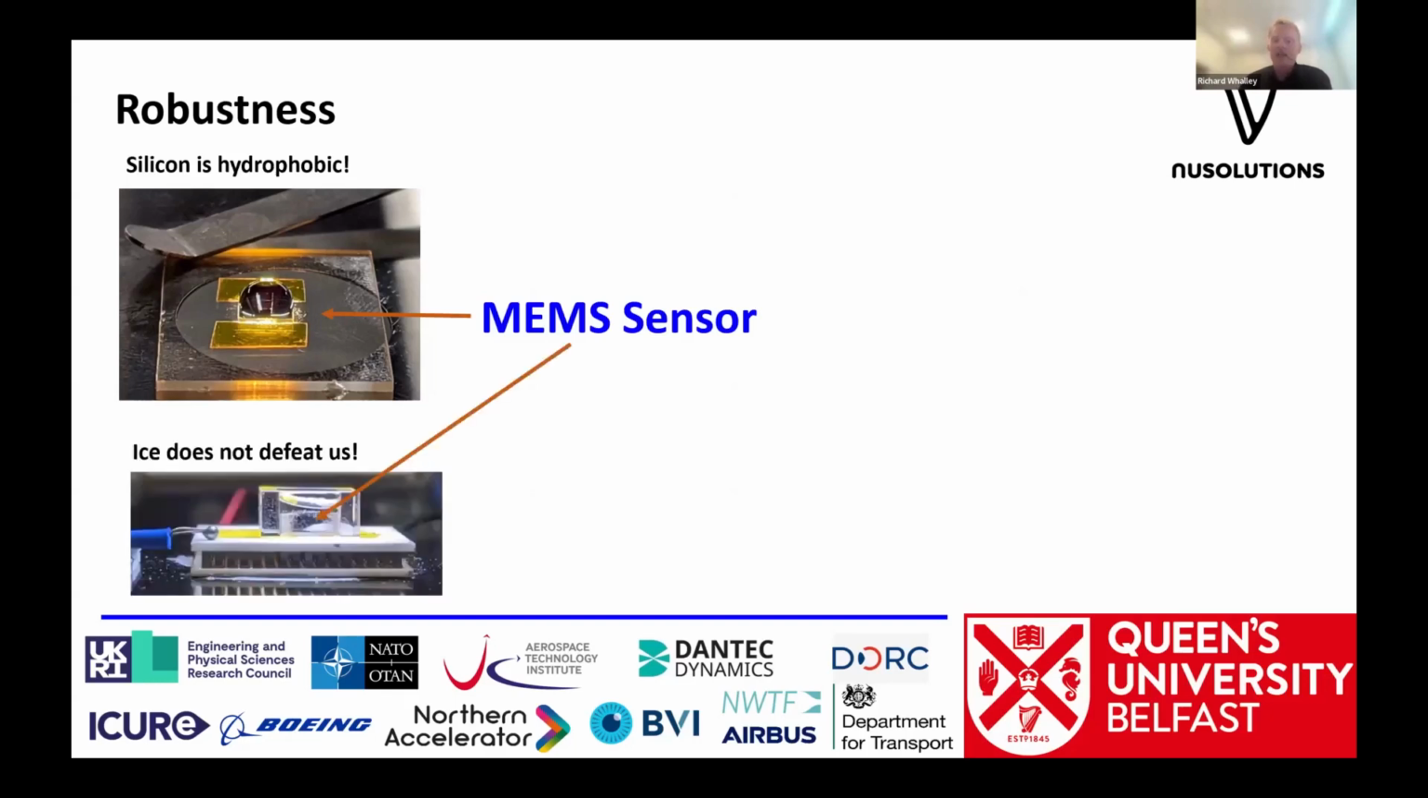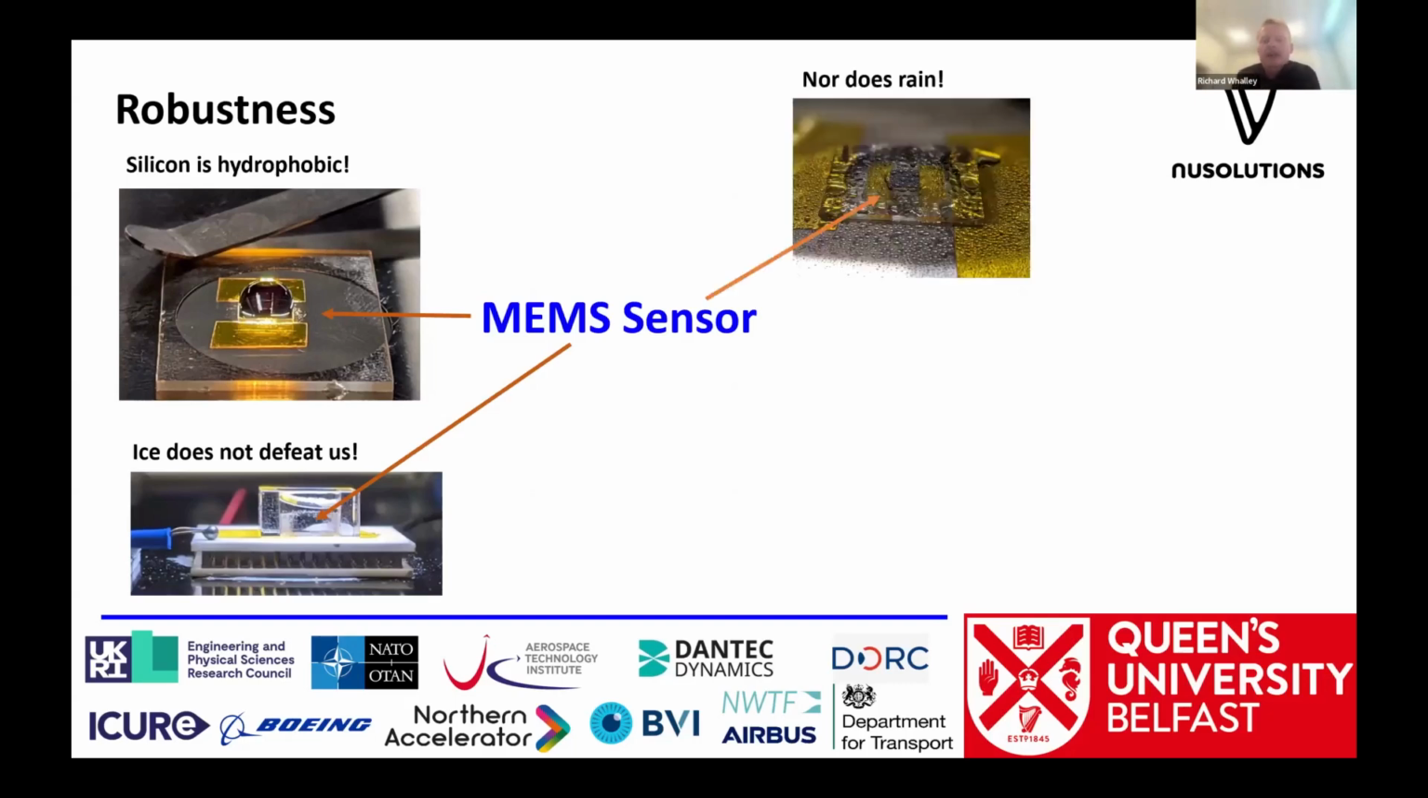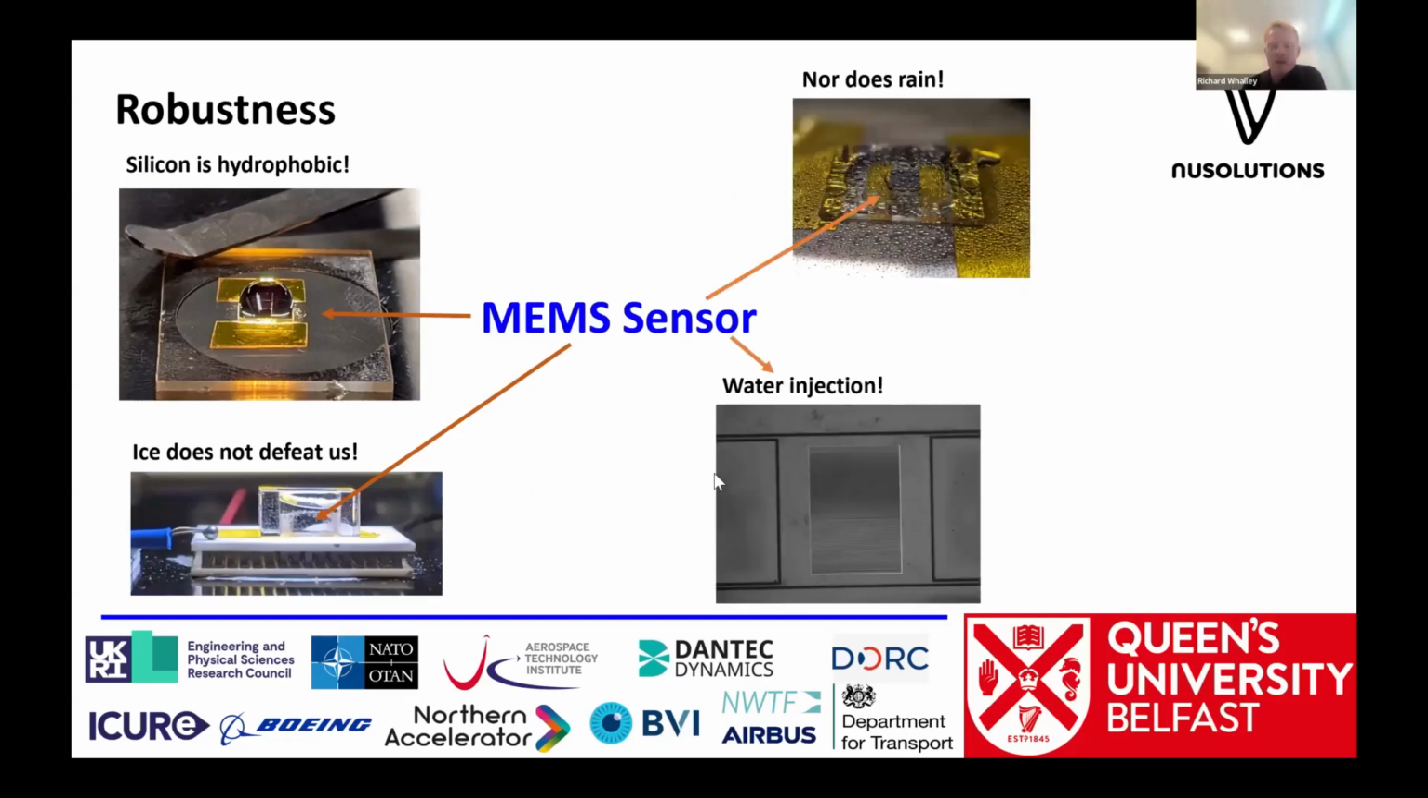We also turned it into a block of ice, but again, we defrosted it and the sensor worked well, so that wasn't too much of an issue. We simulated rain, and again, the sensor carried on working well too. And then what we also did, we tried to force water in between the silicon and the glass.